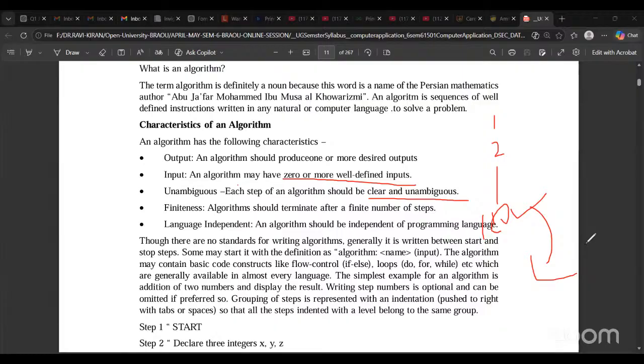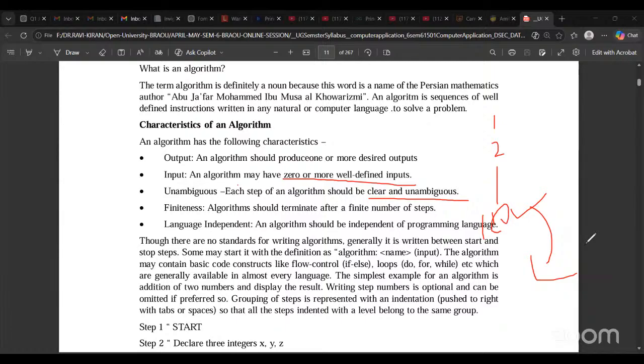Next one is language independent. An algorithm should be independent of a programming language. Though there are no standards for writing algorithms, generally it is written between start and stop. So we can write in any number of steps. There is no standard like that, that you have to write only within this many steps.